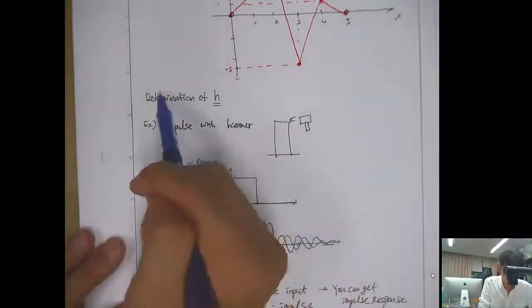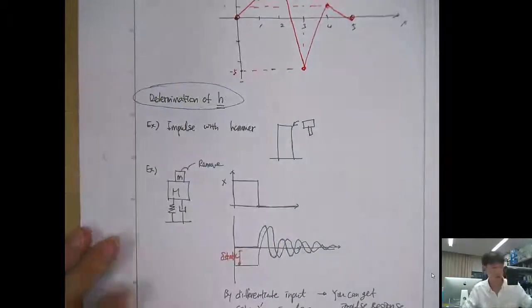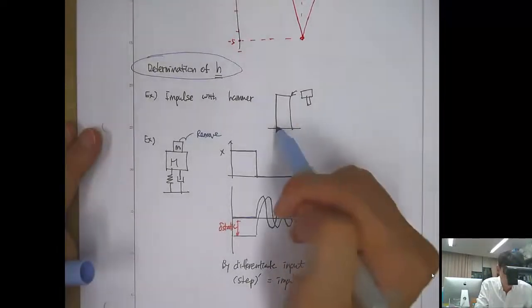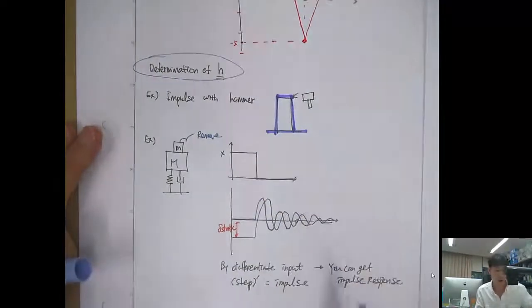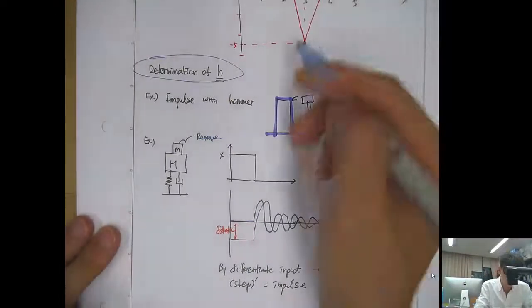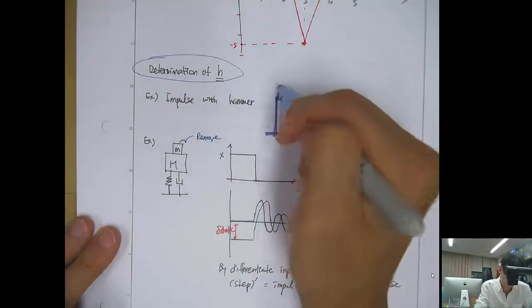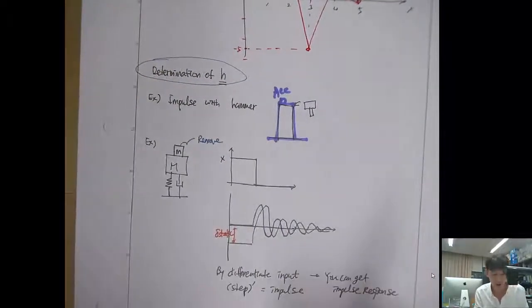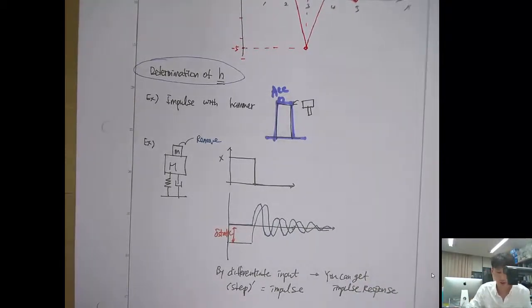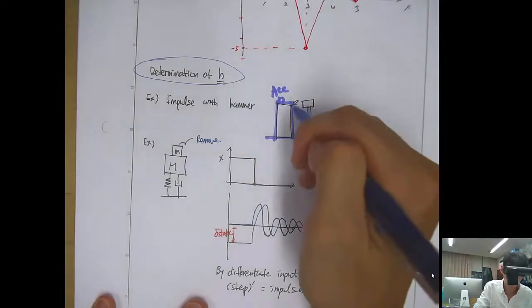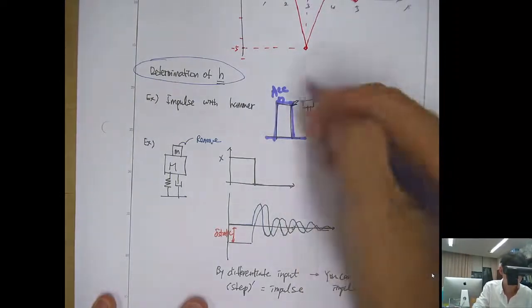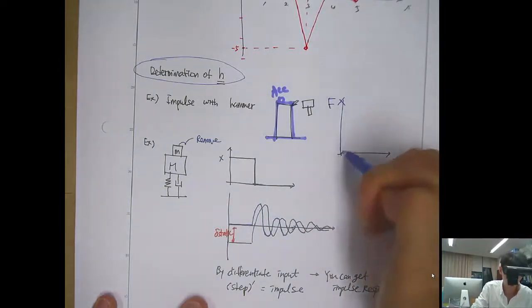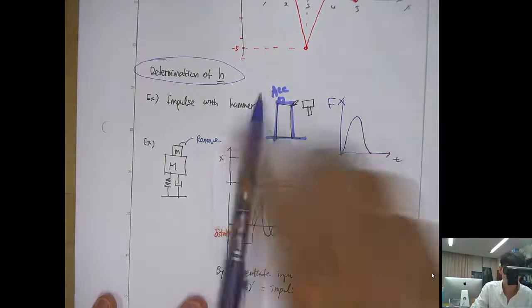And then how can we determine the impulse response of a system? For example, let's say you have a building like this. Let's say we have an accelerometer here at the top measuring the vibration, and we hit it with a hammer. Does it work? No, because the impact given by this hammer will not be flat, will not be an impulse. It's going to be something like this. So this is not an impulse.